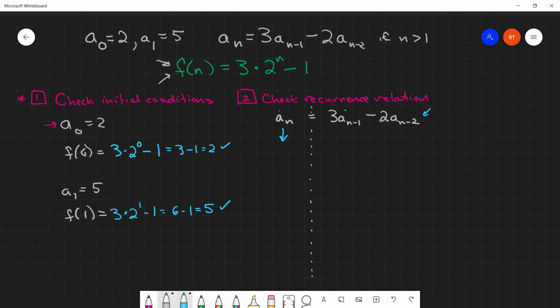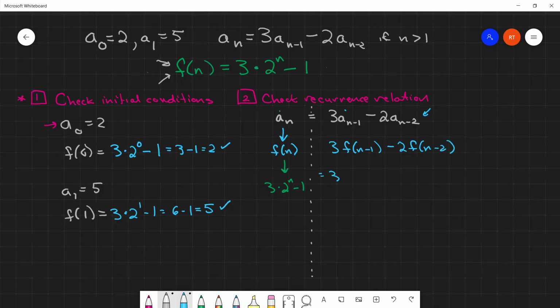On the left, I have just a sub n. And like I said, replace this with f of n. f of n is the formula 3 times 2 to the nth power minus 1. Now on the right, we're going to substitute two things. For a sub n minus 1, substitute f of n minus 1. And for a sub n minus 2, substitute f of n minus 2.